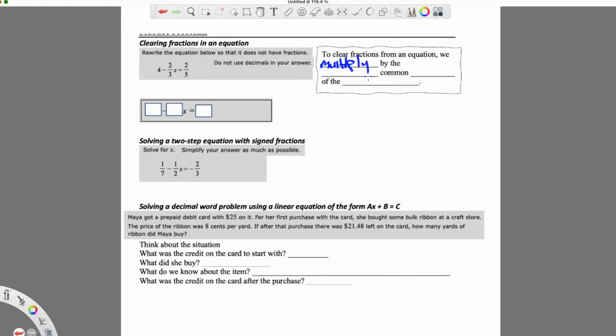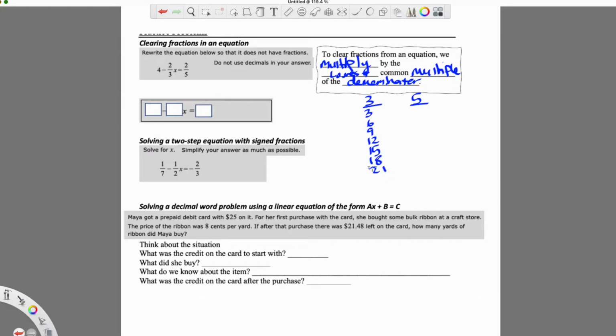by the lowest common multiple of the denominators. So what that means is I'm going to look at the denominators. I have 3 and I have 5. And what I want to do is start counting by these numbers. So I have 3, 6, 9, 12, 15, 18, 21.